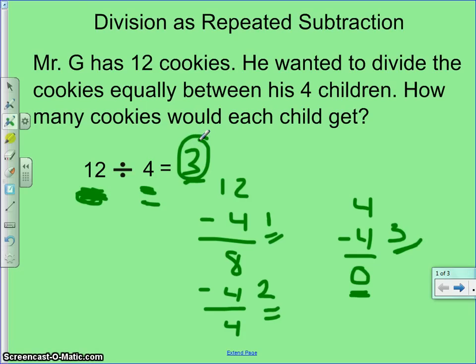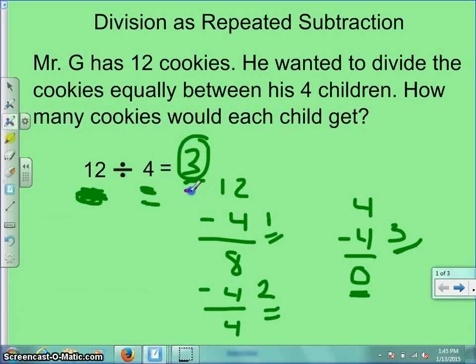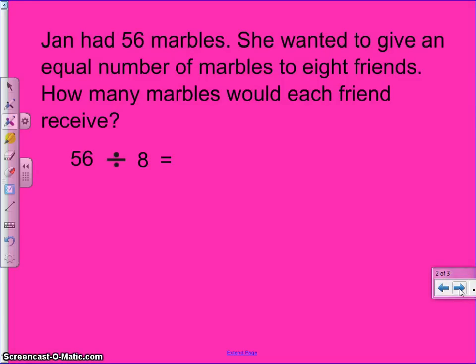To check my answer, I can use multiplication. I should be able to take 3, multiply it by 4, and it should give me 12. And 3 times 4 does indeed equal 12, so I know that I am correct here. Let's take a look at this again in another problem.